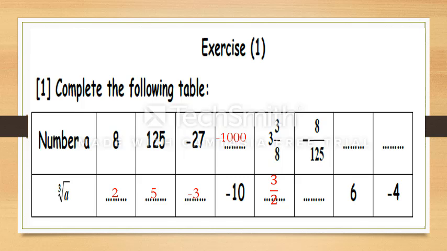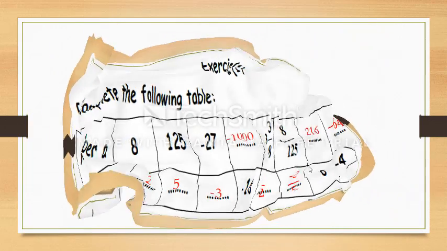And in the same way, the cube root of negative 8 over 125 becomes minus still, and the cube root of 8 equals 2, and the cube root of 125 equals 5, to become negative 2 over 5. And cubing 6 becomes 216, and cubing minus 4 becomes negative 64. Let's move.